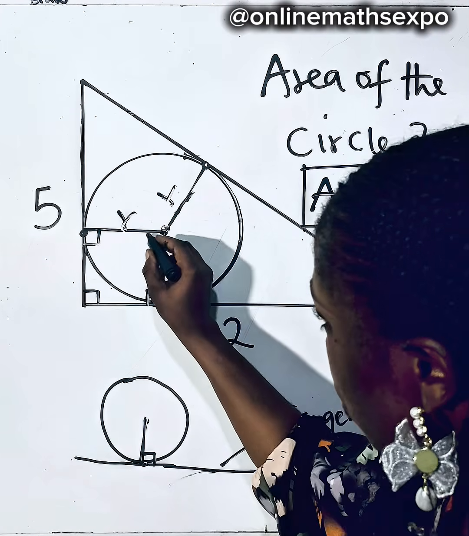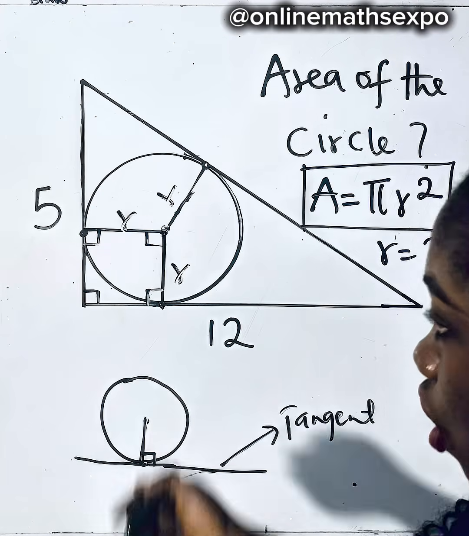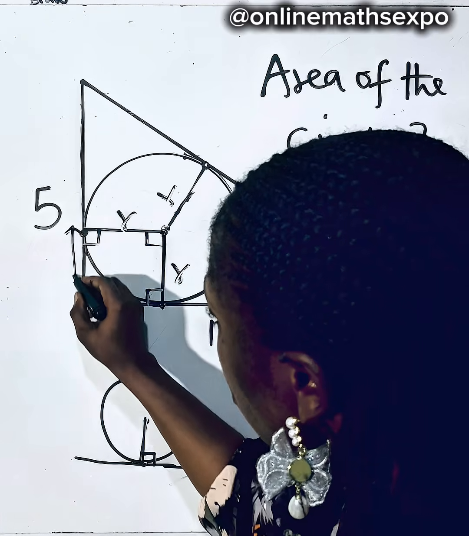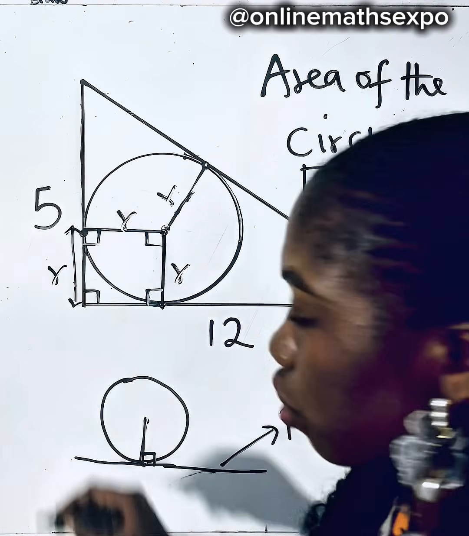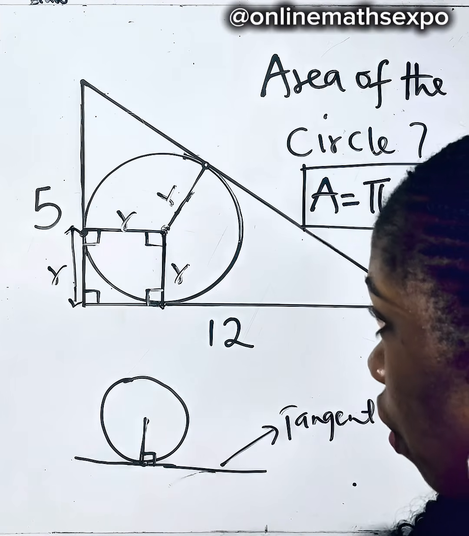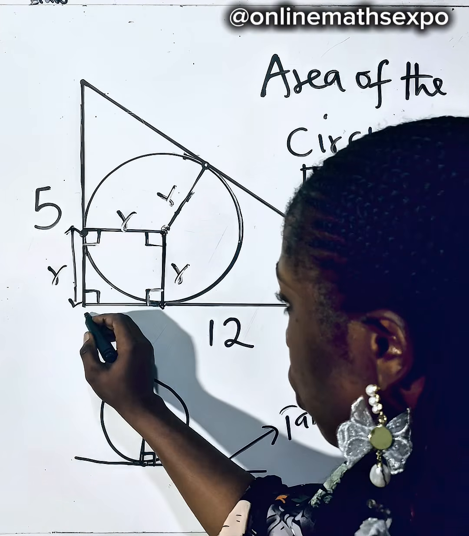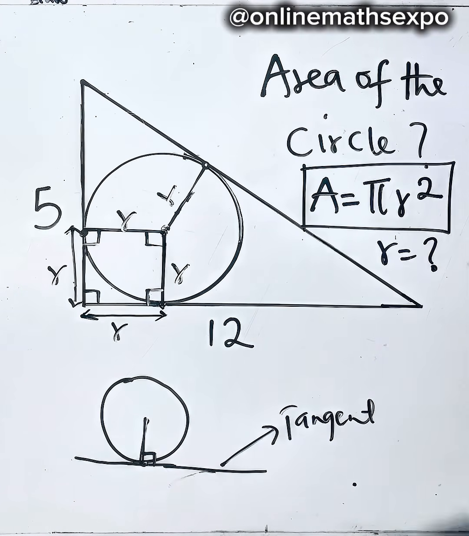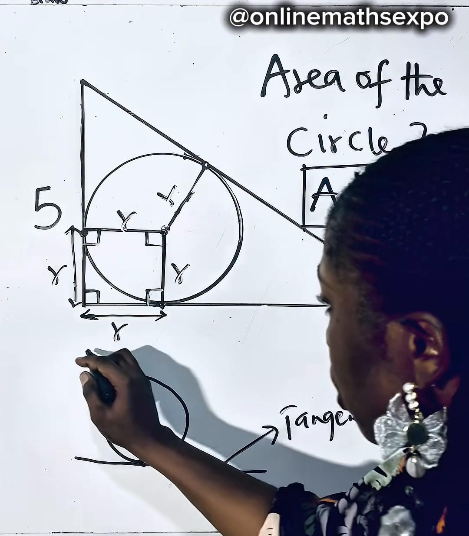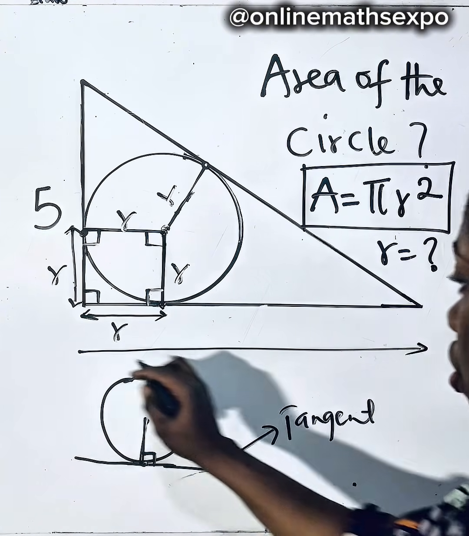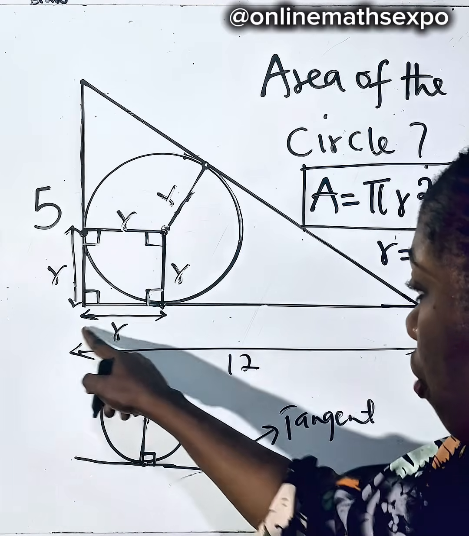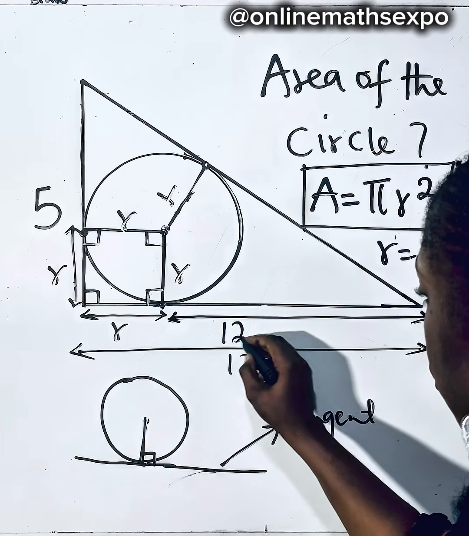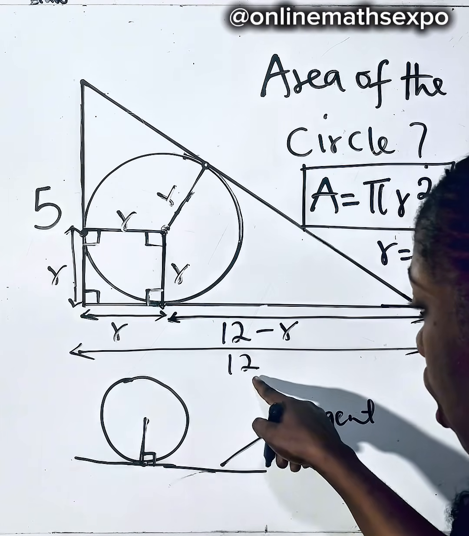Now, this is a square, because the remaining angle is also 90. So if from here to here measures R, automatically this length also measures R. So we have here R also, because the sides of a square are always equal. Now, if from here to here measures R, automatically this one also measures R. And if this is true, we can adjust this side. Remember that the total length measures 12 units. So if from here to here is R, then the remaining length is going to be 12 minus R, so that when you add these two together, it gives you back 12.